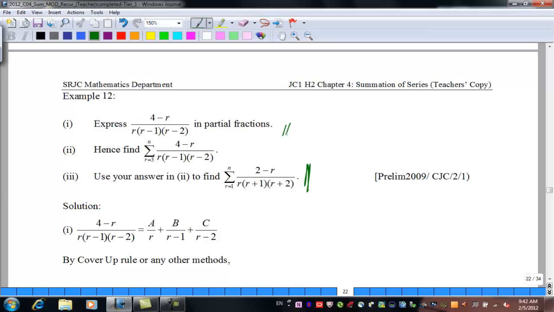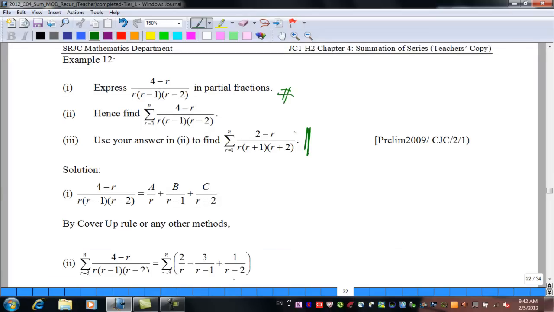For part 1, I expect you to go through this yourselves, and if there's any problem, we will work through it in detail in the tutorial. So for part 1, I will not be going through. You should simply get a equals 2, b equals -3, and c equals 1.